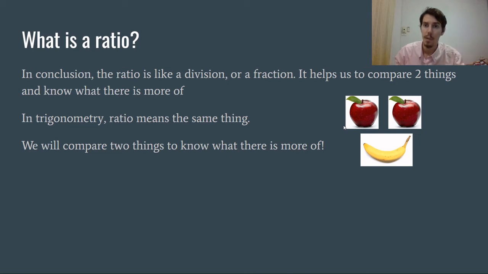This is going to be important for the trigonometry. But the idea of the ratio is very simple. If we know the ratio, we know what there is more of. One is more than the other. If there's 5 apples, 1 banana, the ratio is 5 to 1. So we know that there are more apples than bananas. The idea is very simple. This is also what we're going to use in trigonometry. We will have a ratio, and we will see that depending on the ratio, there will be more of something and less of something else.